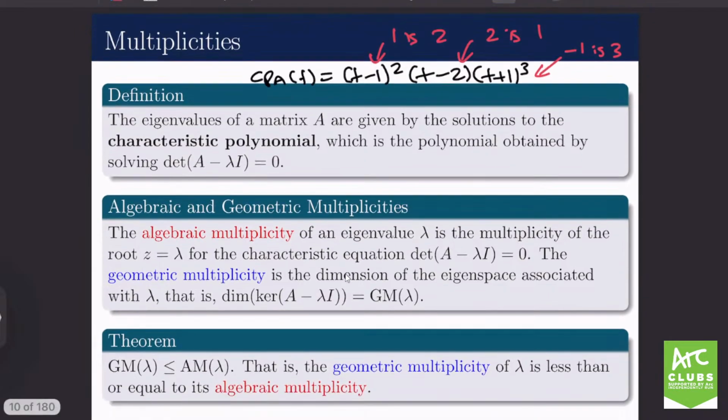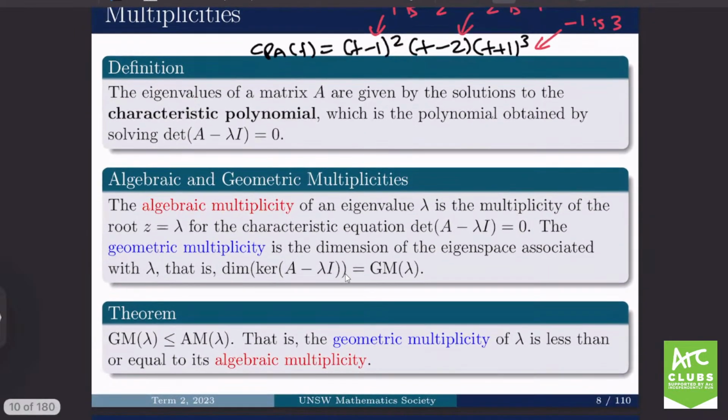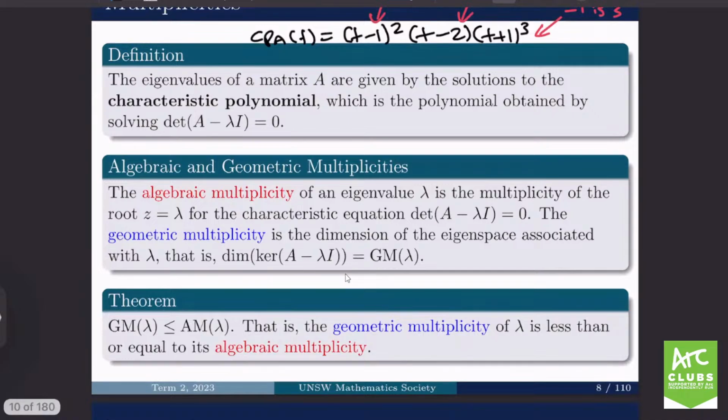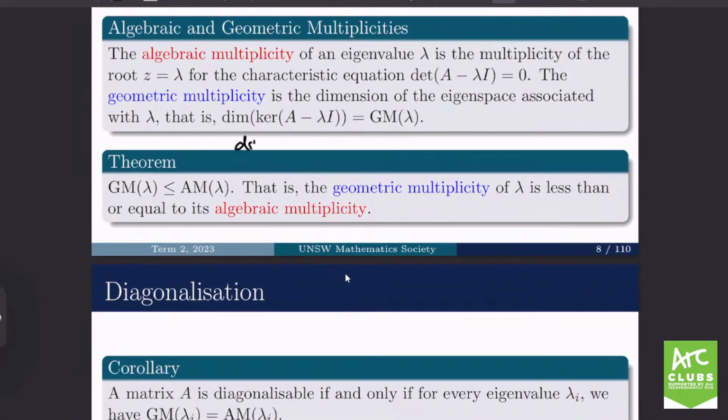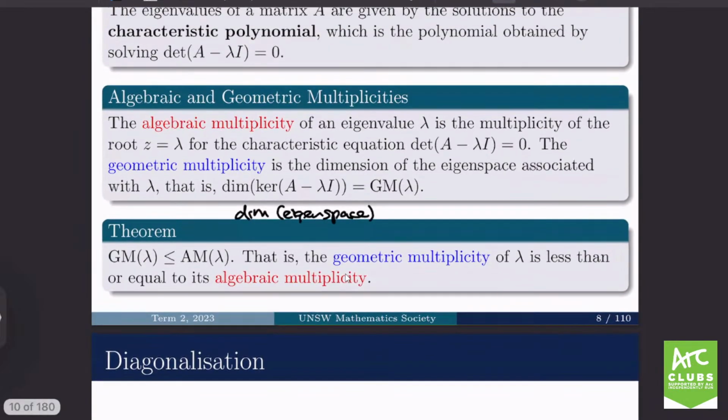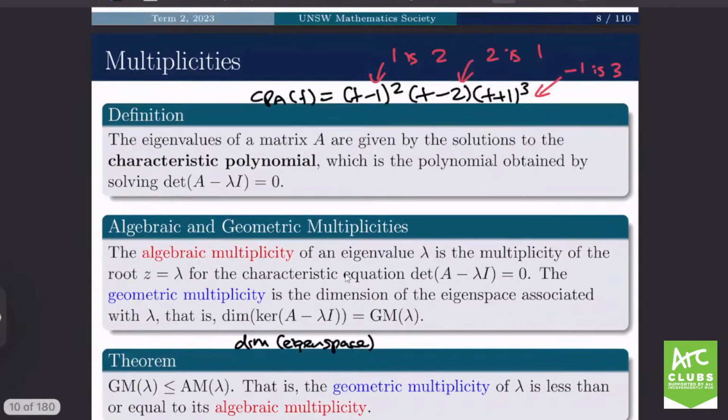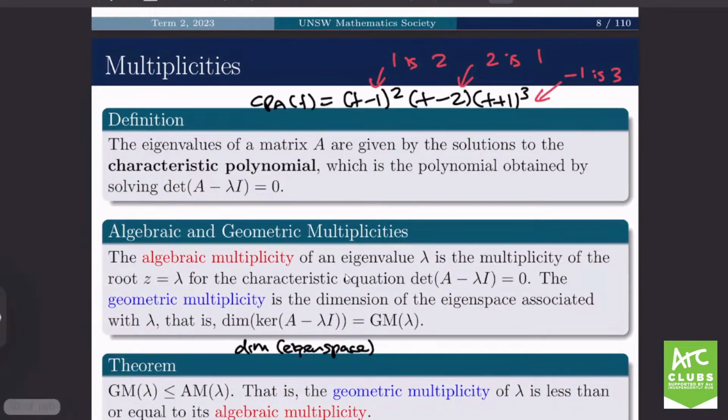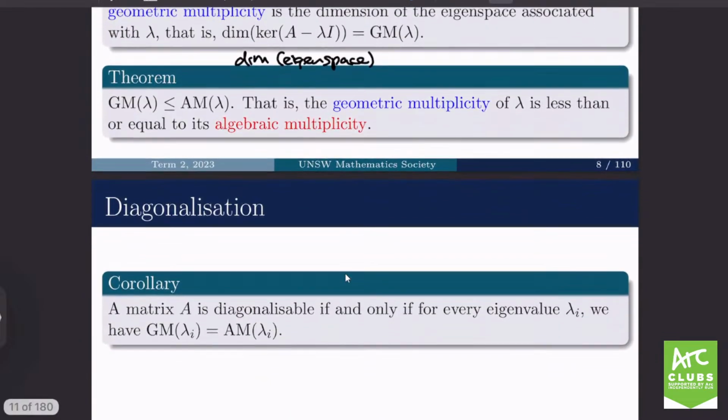Now the geometric multiplicity is the dimension of the kernel of A minus lambda I. So this is the dimension of the eigenspace. If you take a particular eigenvalue and you find the eigenspace and its dimension, then that's the geometric multiplicity. The geometric multiplicity is always less than or equal to the algebraic multiplicity. So for example here, one has an algebraic multiplicity of 2, but its actual geometric multiplicity may be less than 2. It depends on the particular scenario.